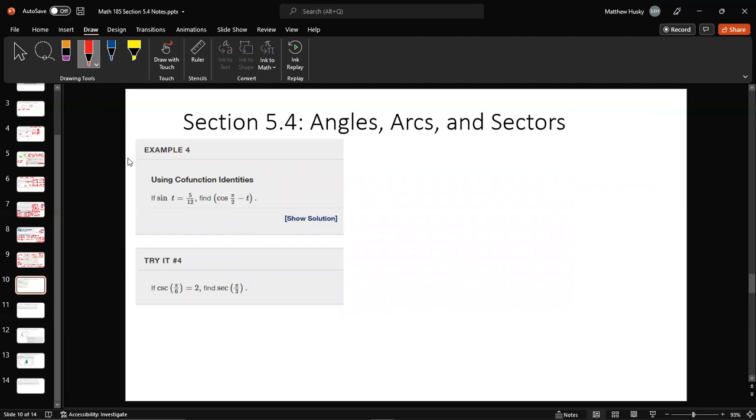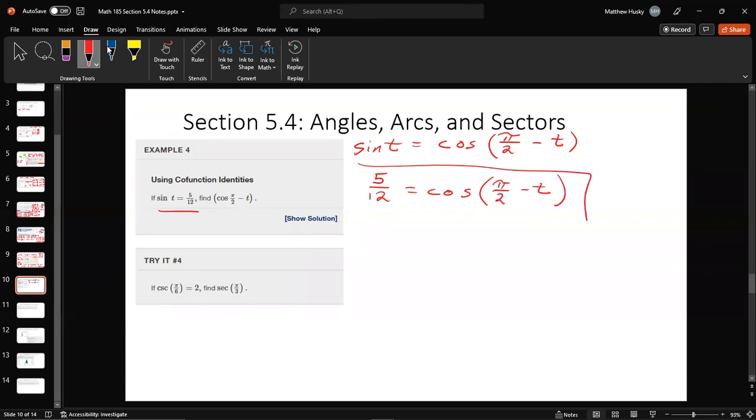Okay. If sine of t equals 5/12, find the cosine of pi over 2 minus t. Well, fun fact, the sine of t happens to be equal to the cosine of pi over 2 minus t. That is one of the formulas you would find on the previous slide that we were just looking at. So because sine of t equals 5/12, the cosine of pi over 2 minus t is the exact same thing. Ta-da! How about that?